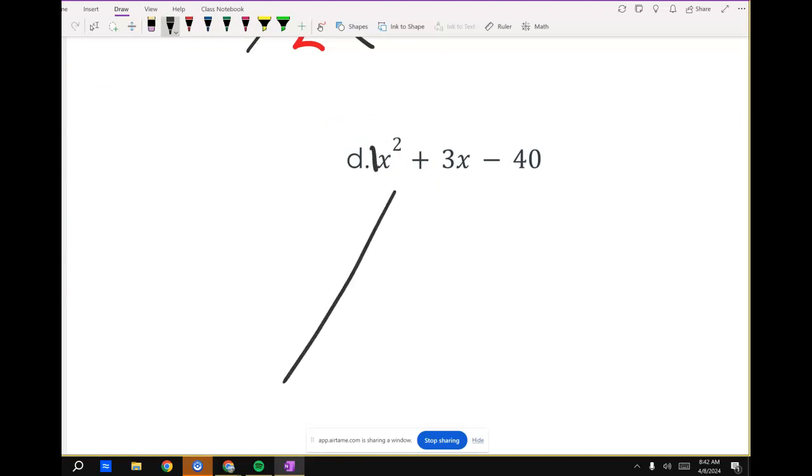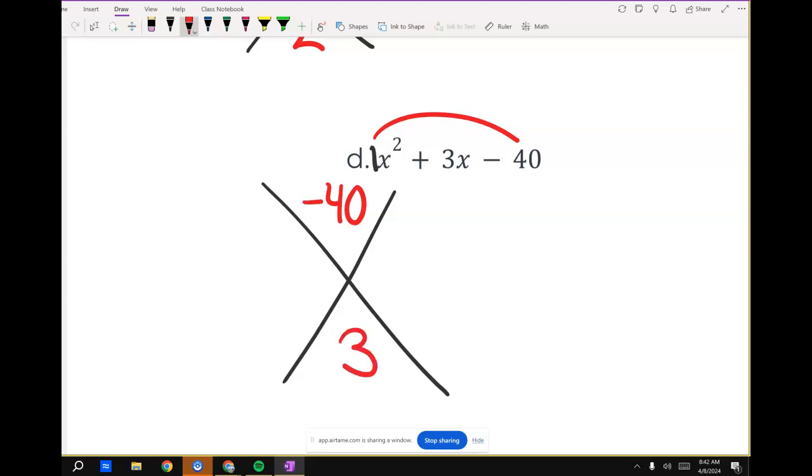I'm just going to go ahead and fill in my x right away. I know my a term is 1. My c term is negative 40. So I take 1 times negative 40, and I get negative 40. I have a 3 as my b term, so a 3 goes on the bottom. If you want to add the plus 3 to help you, sometimes that's a little bit of an extra guide. We multiply to the number on the top, and we add to the number on the bottom.